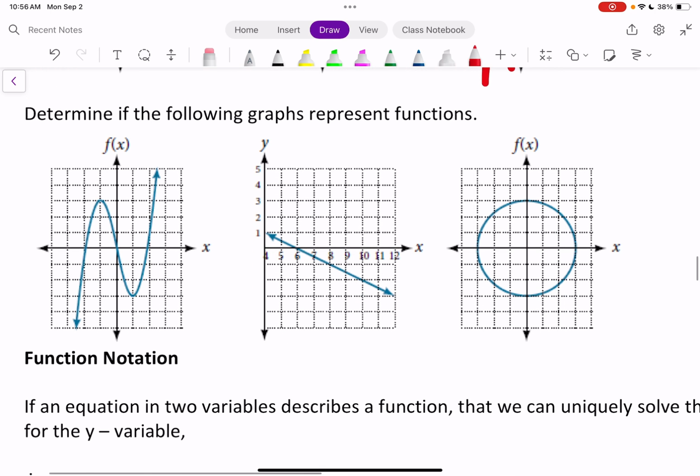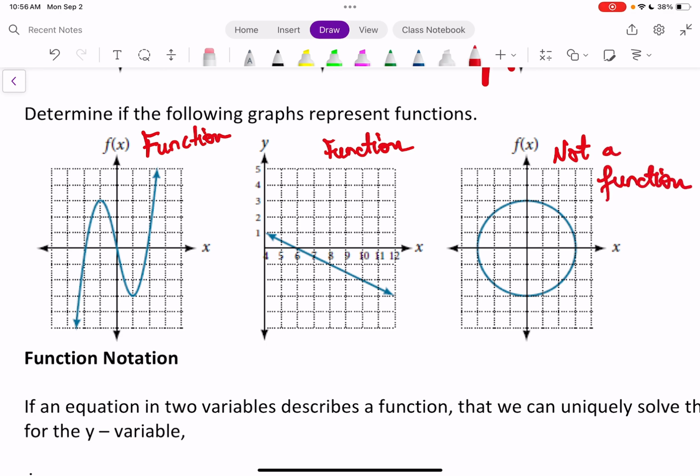All right. So again, you may pause the video and decide for yourself if these graphs represent functions or not. And you will find out that, yes, the first one does pass the vertical line test. This one does pass the vertical line test, but the last one doesn't.